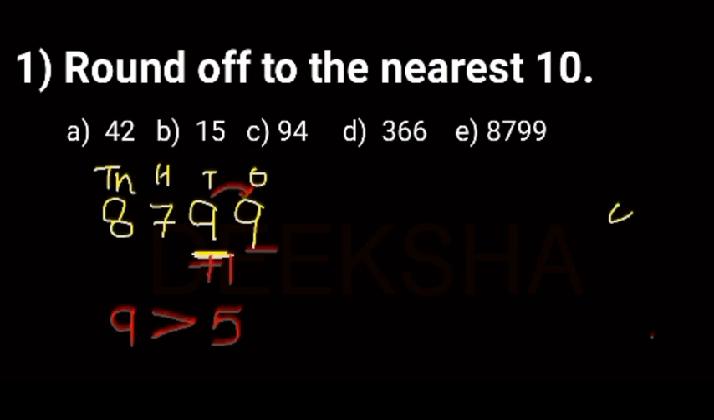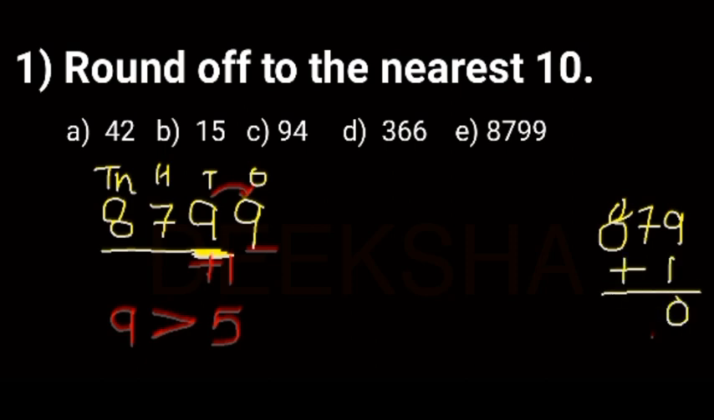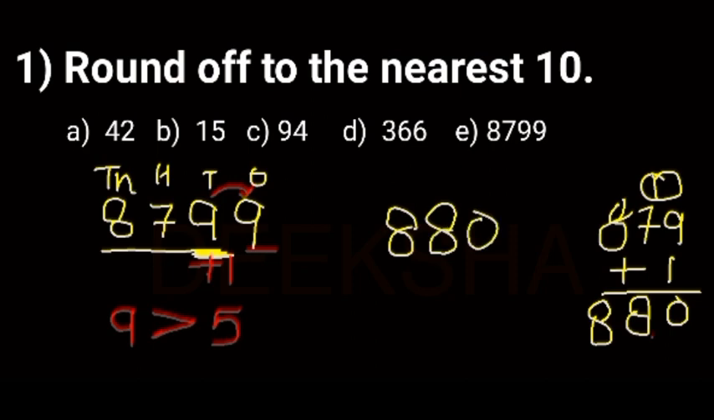Okay. In 8799, what are you adding to this number? You are adding 1. 9 plus 1 is 10. 7 plus 1 is 8. So this will be 880. And this 9 which is at the ones place will be replaced by 0. So after rounding 8799 we get 8800.